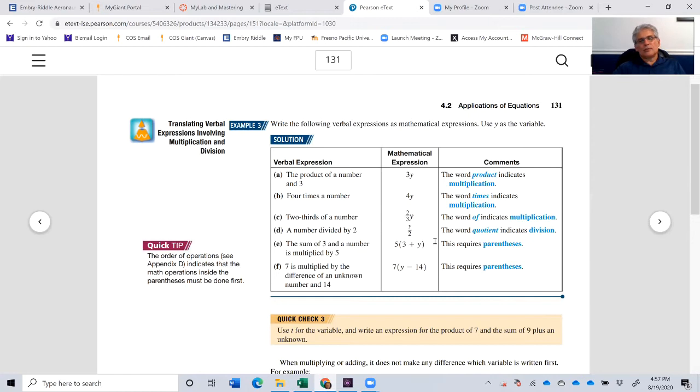So you need to put in the parentheses there to make sure that you understand the order of operations. You're first adding these numbers together, and then you're multiplying whatever the result of that is against the 5. And then finally, 7 is multiplied by the difference of an unknown number and 14. So the unknown number minus 14, again in parentheses, making sure we resolve that first. And whatever that result is, we're going to multiply by 7.